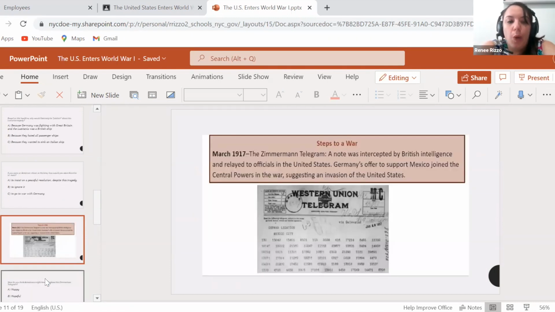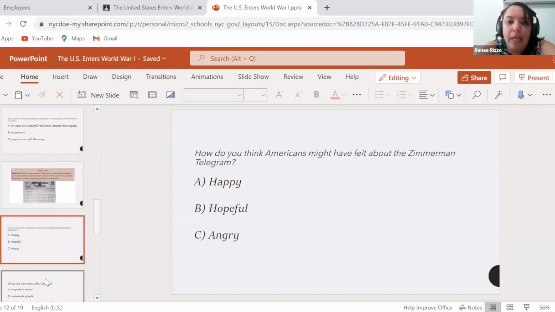So, another step to war. In March of 1917, the Zimmermann telegram. A note was intercepted by British intelligence and relayed to officials in the United States. Germany's offer to support Mexico if it joined the Central Powers in the war suggested an invasion of the United States. So, how do you think Americans might have felt about the Zimmermann telegram? Remember, Germany was urging Mexico to invade or attack the United States. So, do you think the United States would be A, happy, B, hopeful, or C, angry? Well, obviously, the only answer that really makes sense here would be C, angry.